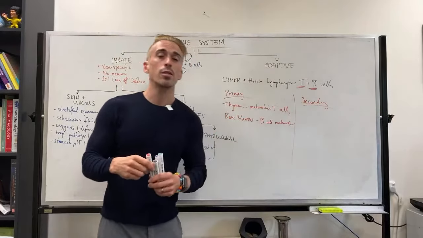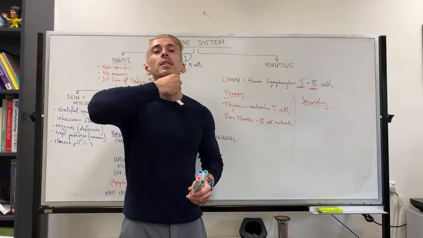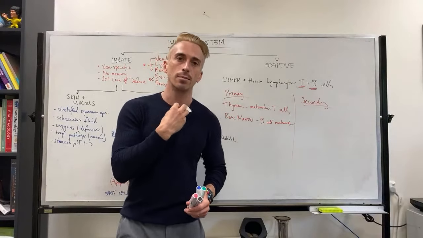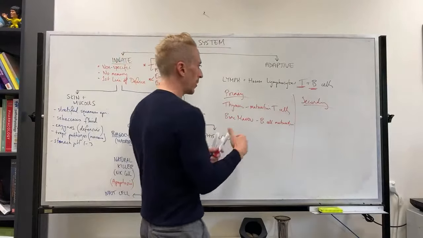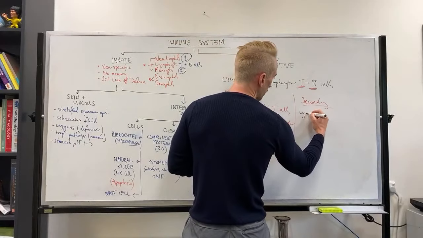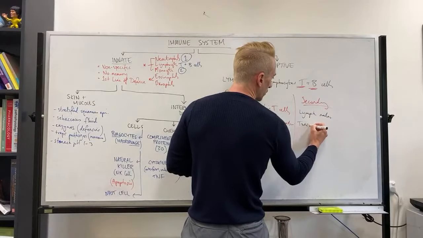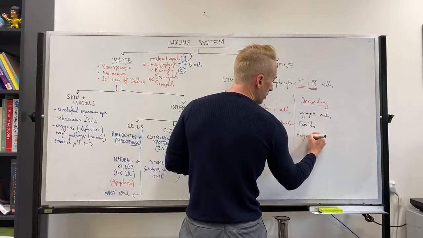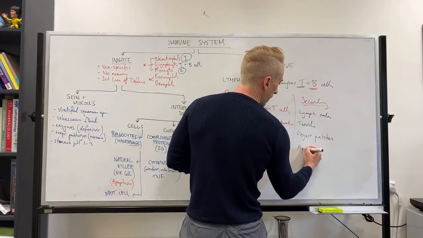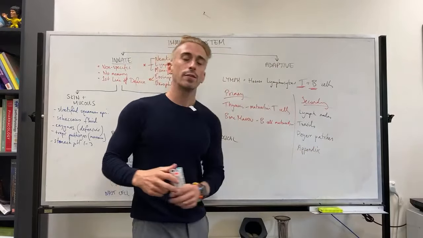The question might be, where's the thymus? So you know you get your thyroid hugging your trachea. Your thymus is below that, just above the heart at the sternal region, in the mediastinum, just up here. Now, secondary structures include things like lymph nodes, tonsils, Peyer's patches, and the appendix. These are some secondary lymphatic structures.